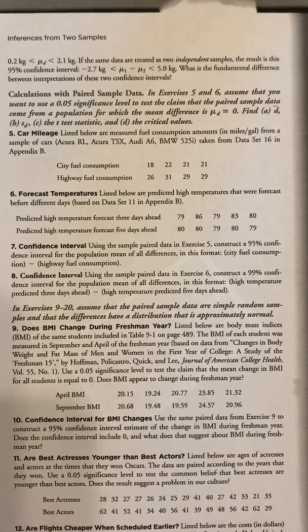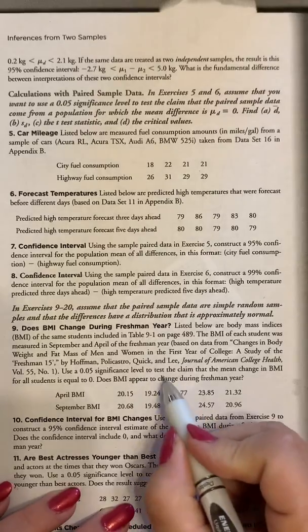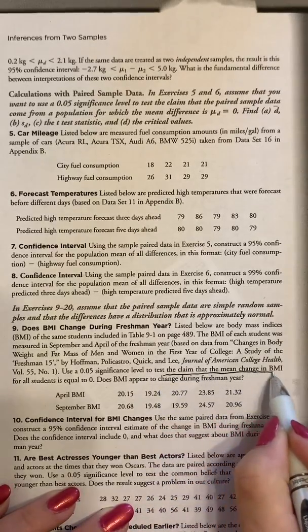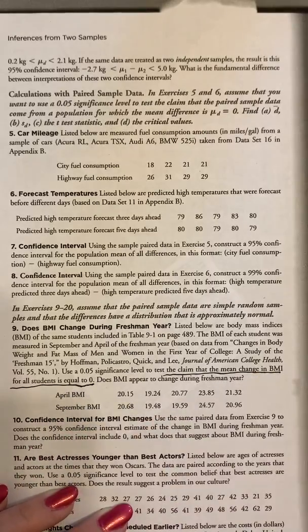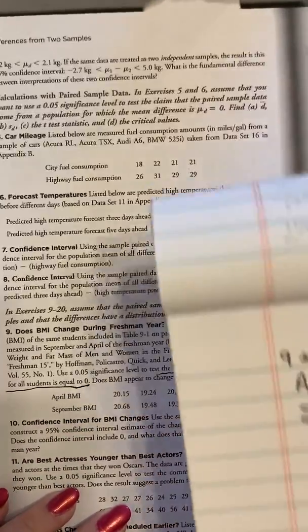Okay, so what we are going to do is set up a hypothesis test to test the claim, this is our claim right here, that the mean change in BMI for all students is equal to 0. So what I've done is I've written these values down.